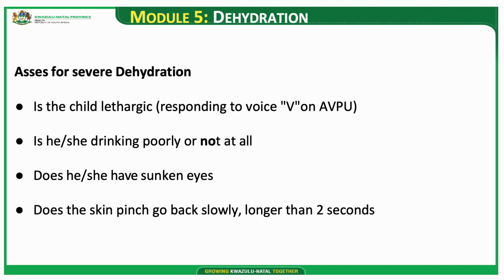To do this, we need again to ask ourselves 4 questions, and 2 of these need to be positive. So, is the child lethargic? In other words, responding to a V on the AVPU score. Is he or she drinking poorly or not at all? Does he or she have sunken eyes? And does the skin pinch go back slowly, longer than 2 seconds?